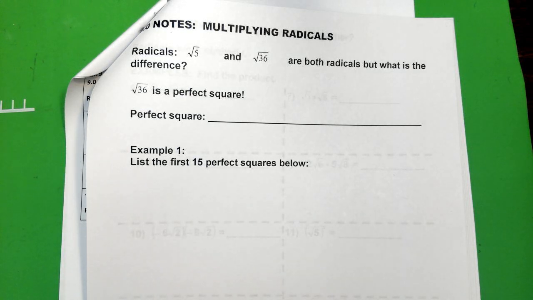Alright class, we are on to Unit 9. We're going to be talking about radicals, the Pythagorean theorem. We're also going to talk about special or right triangles and trigonometry. So it's a large unit that we're going to be covering.